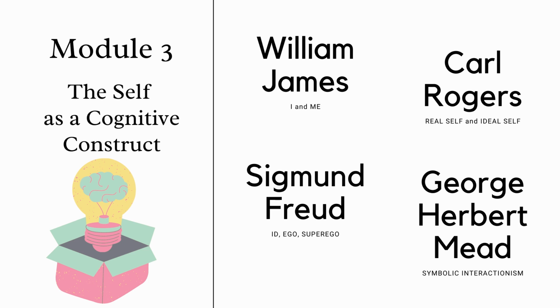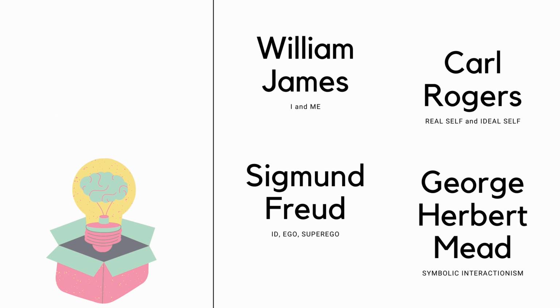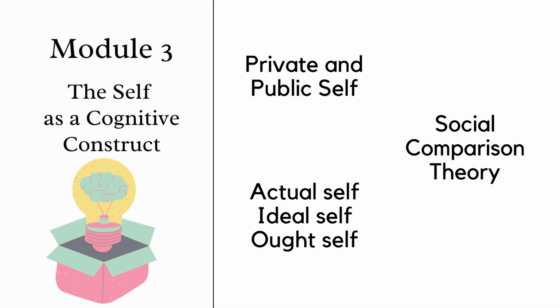So, we will be talking about the concepts of the self as presented by William James, Carl Rogers, Sigmund Freud, and George Herbert Mead. We are also going to talk about the different types of self and learn a thing or two about the social comparison theory. So let us begin with our first psychologist, William James.